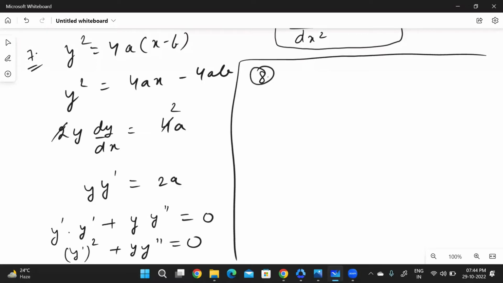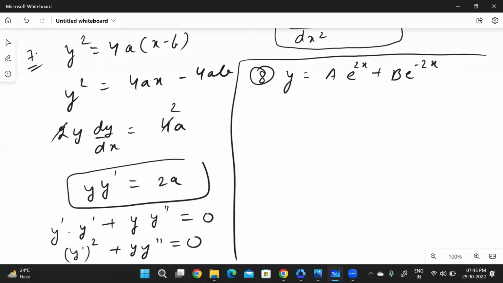Let's see our eighth. So eighth one says y equals a e raised to the power 2x plus b e raised to the power minus. Yes. Sir, I didn't understand after this step, y dash is equal to 2a. Okay, from here now.